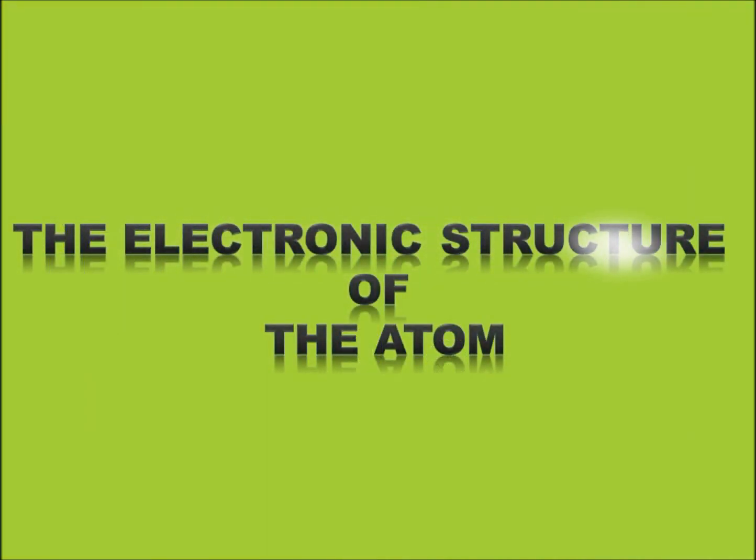The electronic structure of the atom. The chemical properties of an element are determined by the number of protons in the nucleus, as well as the number of electrons that are orbiting that nucleus. The electrons are responsible for bond formation, and as a result, they determine the structure of molecules that are formed.